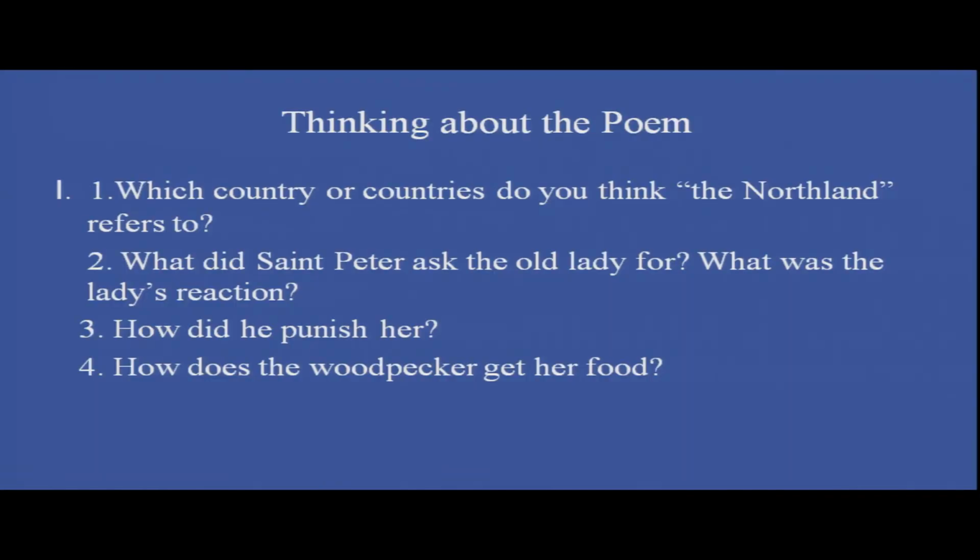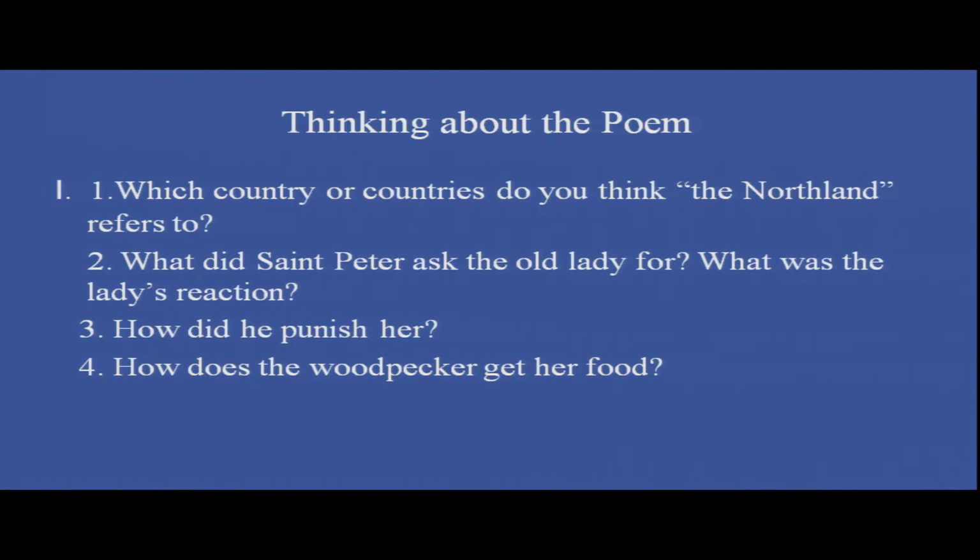Which country or countries do you think the Northland refers to? As already mentioned, it refers to the places which are close to the North Pole. You will find some European countries, you will find Russia, you will find Siberia and all, right? So, you just work it out, sit with your map, you can find out.